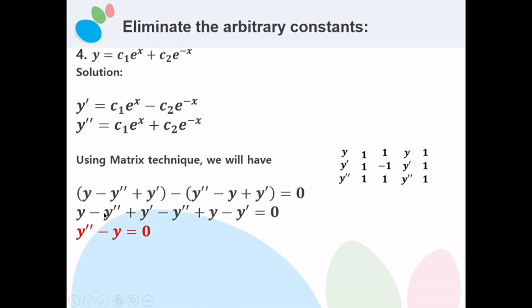Okay, so we have negative 2y plus positive 2y double prime. So if you're going to simplify this equation, we have y double prime minus y equals 0, and this is already our final answer.